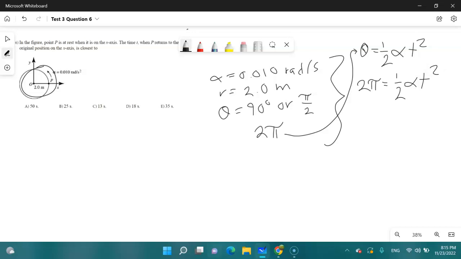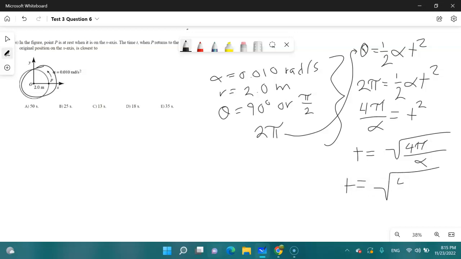And we don't want to plug the angular acceleration in just yet, because we do need to keep simplifying this problem. So if we move around the half, we're left with 4 pi over the angular acceleration is equal to t squared. And then to solve for the time and isolate it, we would have the square root of 4 pi over the angular acceleration. And now we can start plugging in all the values.